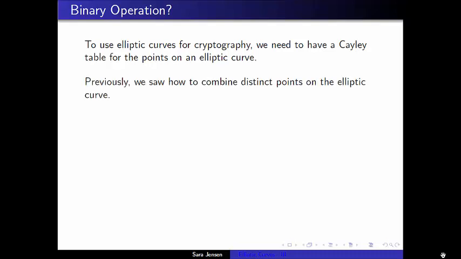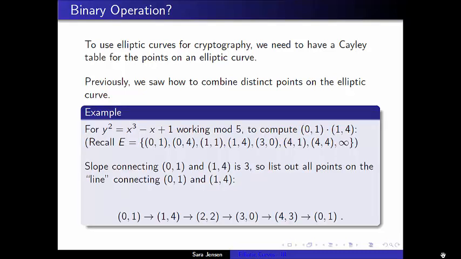So in the previous video, I just want to review what the process was for combining distinct points on the elliptic curve, because we're going to use that process and modify it some in order to learn how to define our binary operation on a point along with itself. In that previous video, we were working with the example y squared is x cubed minus x plus 1, and we were working modulo 5, and we had done an example in that video computing (0, 1) dotted with (1, 4). So let's just recall what the points on that elliptic curve were.